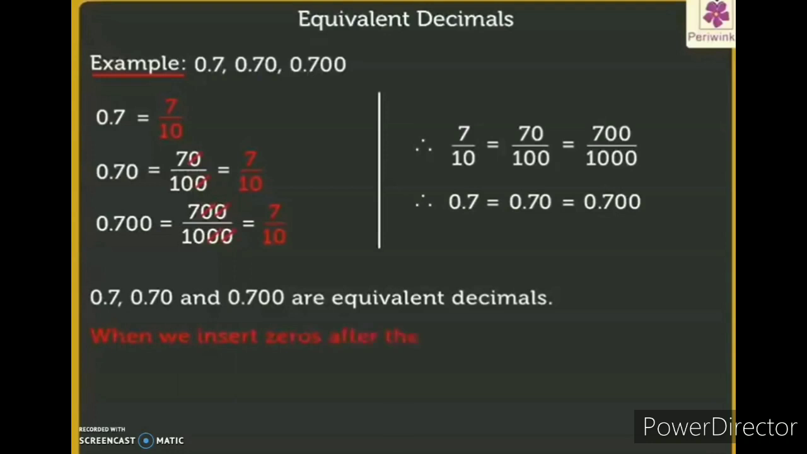When we write zeros after the last decimal digit, the value of the decimal number does not change. All have to remember this, children. When we insert zeros after the last decimal digit, the value of the decimal number does not change.